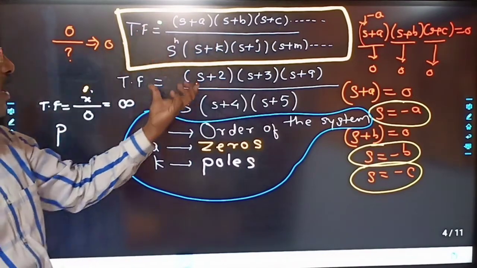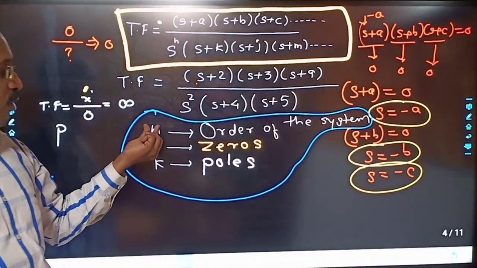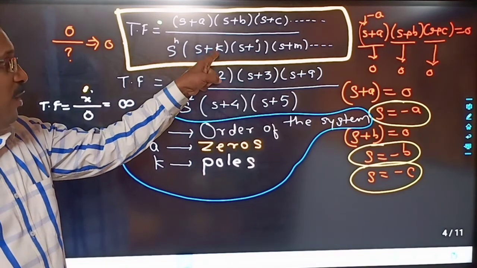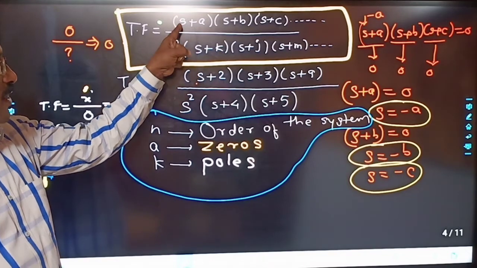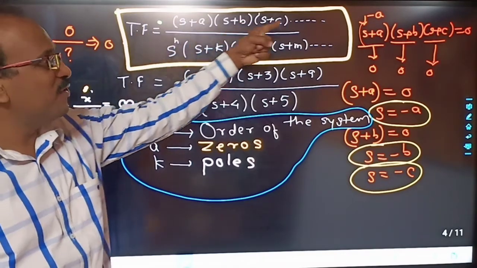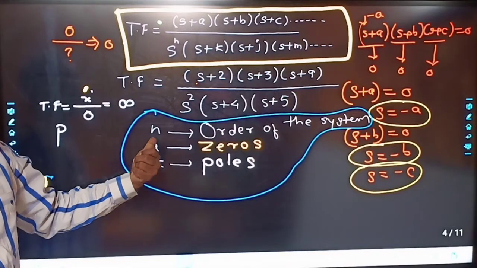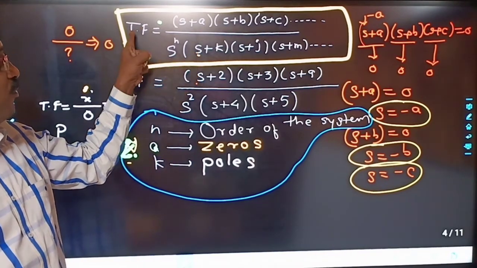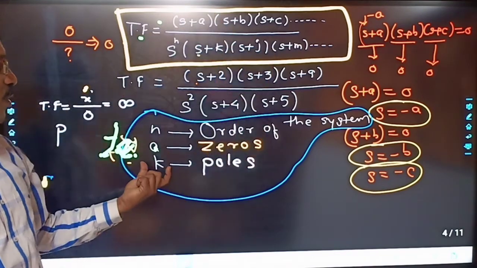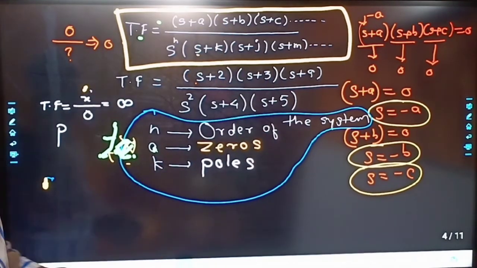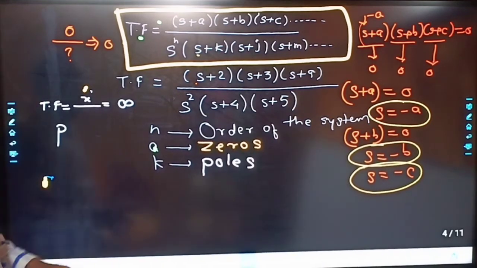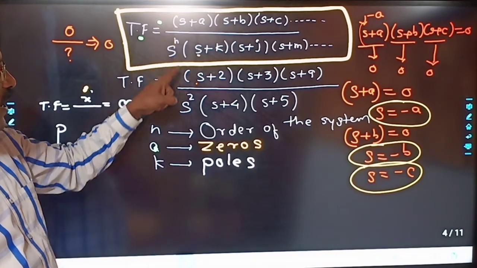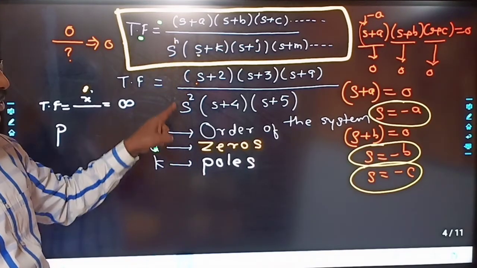Then we find the order of the system, the zeros of the system, and the poles of the system. Values of s that make the value of the transfer function zero are called the zeros of the system. Values of s that make the value of the transfer function infinity are called the poles of the system. What is the order? This is what we call the order, nth order or second order of the system, as we have seen.